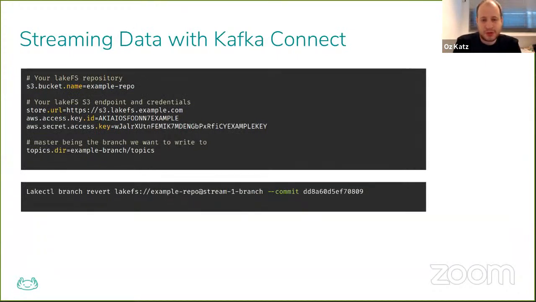So how would I hook up a data stream into lakeFS? Basically it's pretty trivial because Kafka Connect and most other frameworks know how to speak with S3. All I have to do is change that store URL. Instead of pointing at S3 directly, it's going to point at my lakeFS installation. And from there, I get versioning for free.